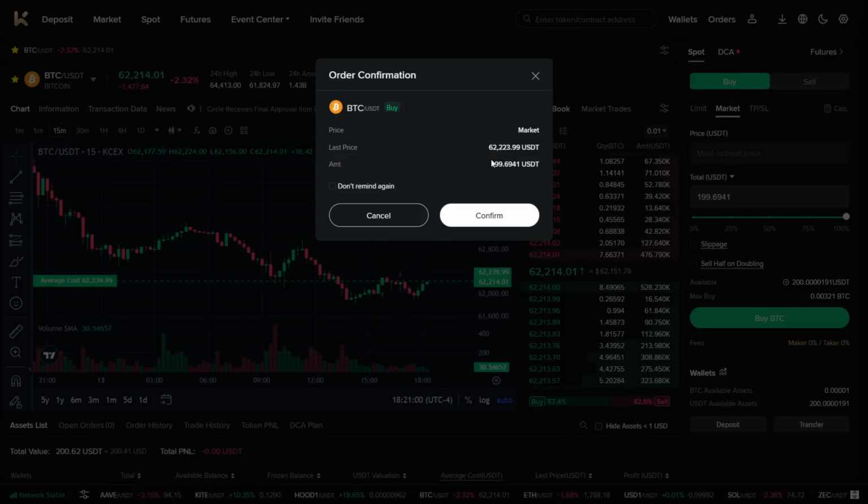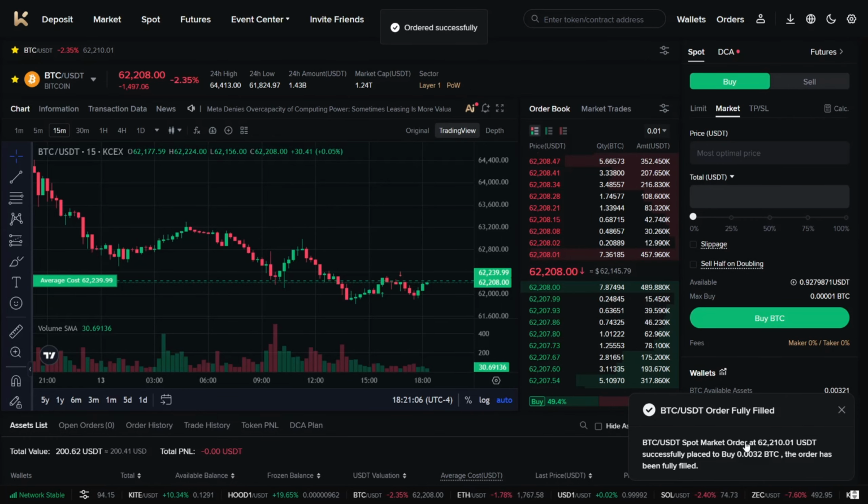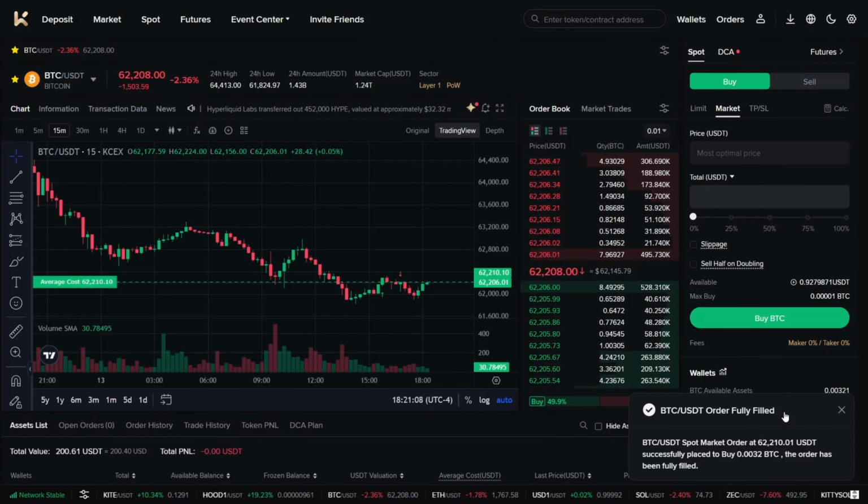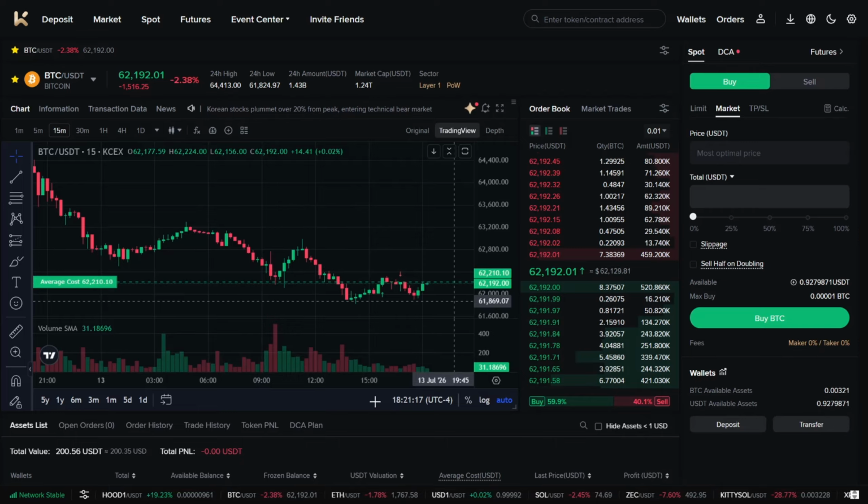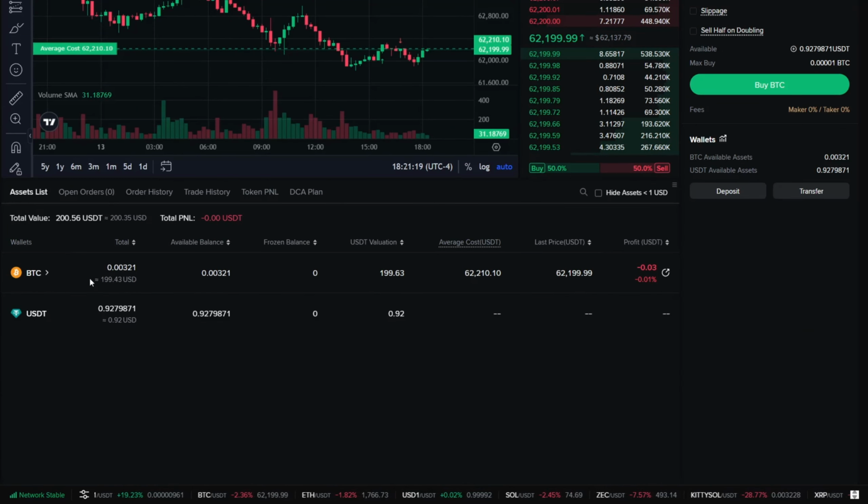We can see the price that we're going to have our order executed at, and we can confirm. We can see on the bottom that our BTC order was fully filled. Now, after our order, under asset list, we can now see our BTC. Now I'm going to show you how to add a take profit and stop loss order to our trade.